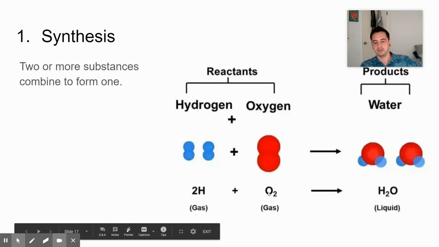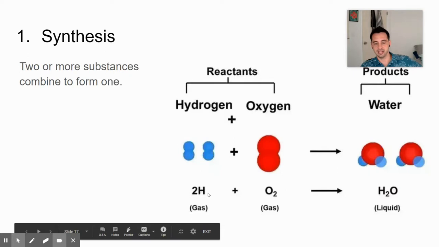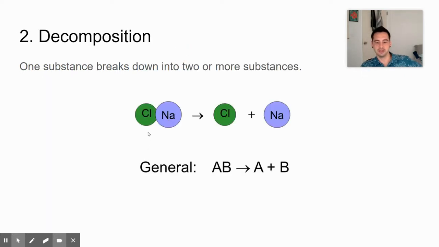Okay, 2H2 plus O2 yields H2O. This is not really a perfect correct reaction, but that's okay. This should be 2H2 plus O2 yields 2H2O. But I don't know why I added that picture there. I should change it. Decomposition is when one thing becomes 2 things. Just breaks apart. Pretty simple.